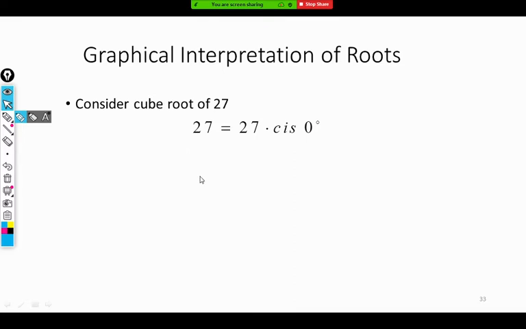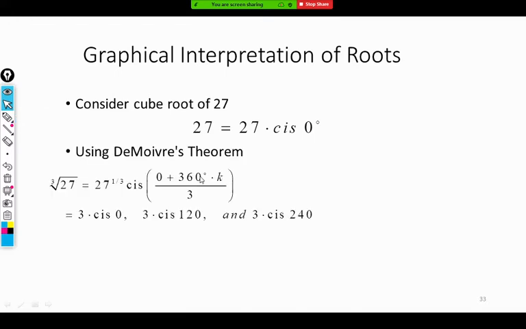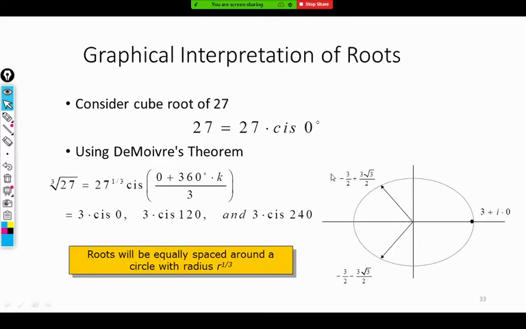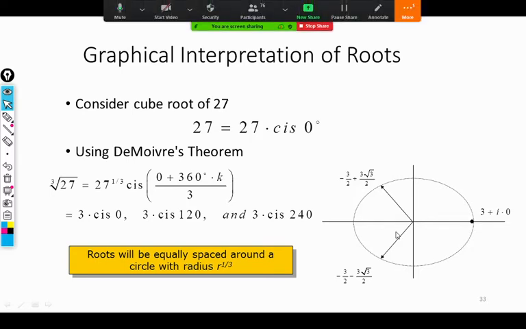So let me show you the same thing on the graph now. What exactly these roots represent graphically. So first of all, cube root of 27. This is the general polar form that we already observed: 3 cis 0, 3 cis 120 and 3 cis 240. So these are the three roots of cube root of 27. And if you plot these three complex numbers in a plane, what happens?